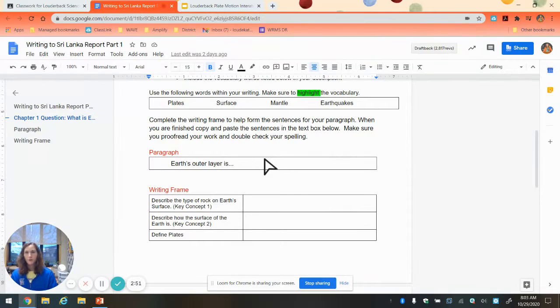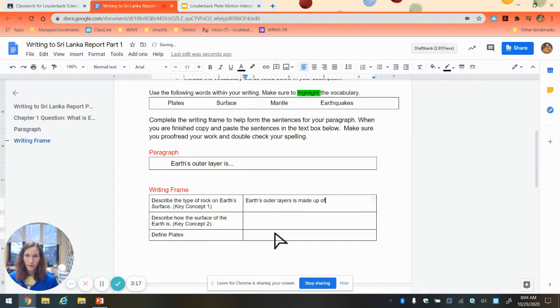All right, so we're going to complete the writing frame first and then copy and paste those sentences here into our paragraph. And I kind of already have you started with the first sentence, Earth's outer layer is. So in our writing frame here, we can start with that. Our first description is the type of rock Earth's surface is made of. See key concept 1.